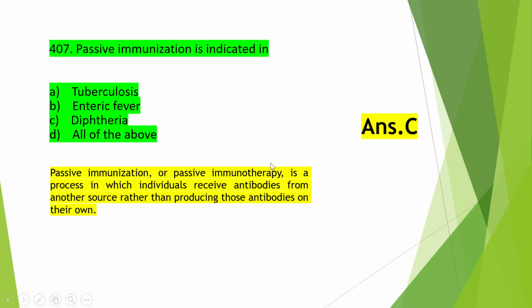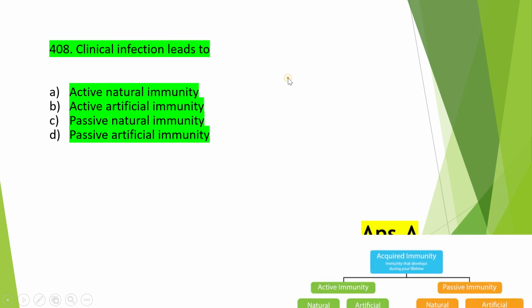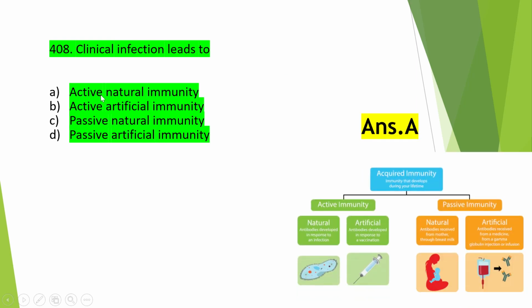Okay, that is the passive immunization. So next question is: clinical infection leads to active natural immunity, active artificial immunity, passive natural immunity, or passive artificial immunity? The right one is option A, that is active natural immunity. So clinical infection leads to active natural immunity.